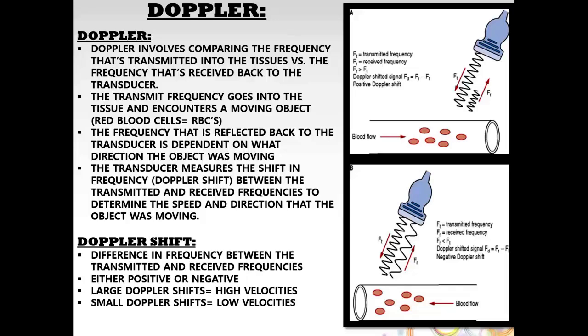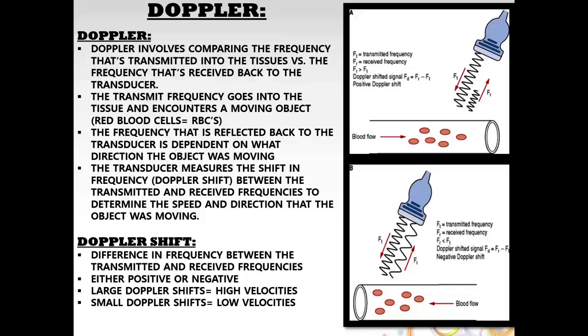But basically, what Doppler does is it compares the frequency that is transmitted into the tissue by the transducer versus the frequency that's received back to the transducer. A shift in frequency can let the machine determine what direction things are moving. So it actually looks at the motion of the red blood cells in the blood and determines whether they are moving towards the transducer or away from the transducer, and also how fast they're moving, based on measuring this shift in frequency.